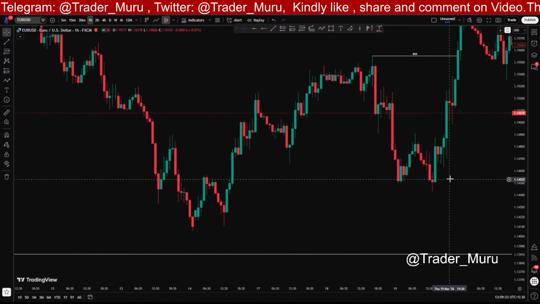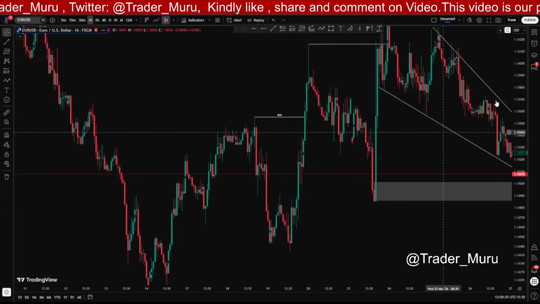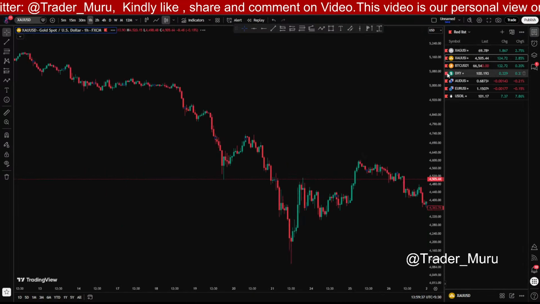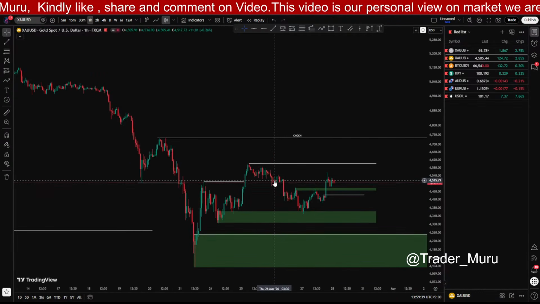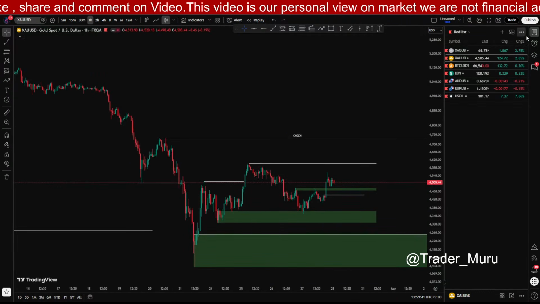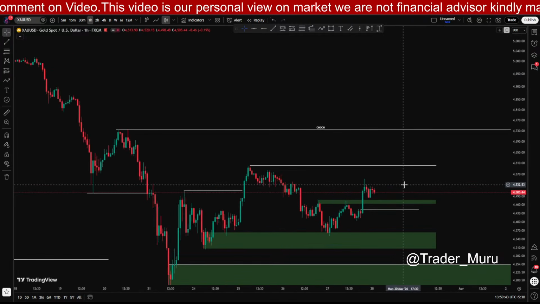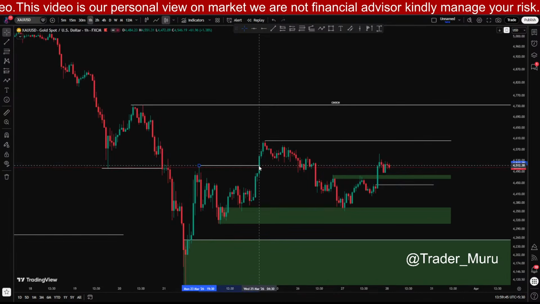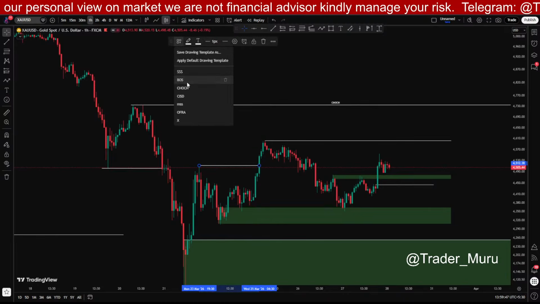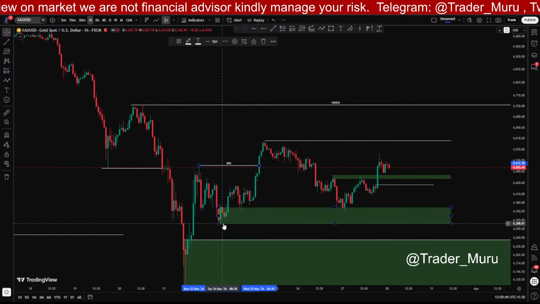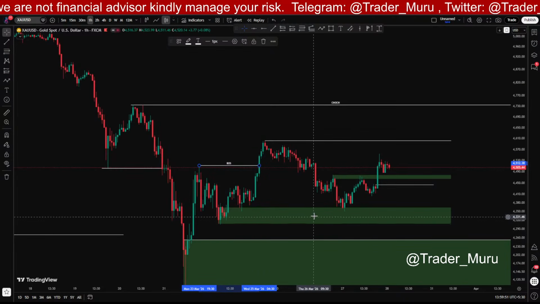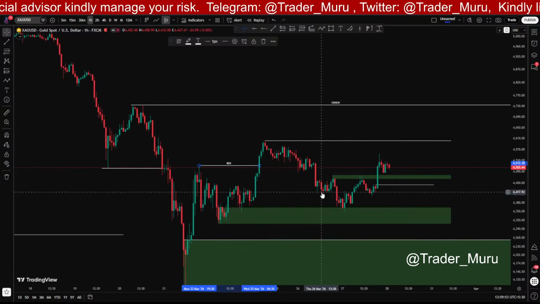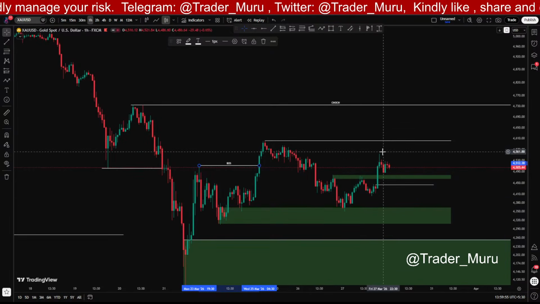Why was I not shorting here? Because the market has developed a new breakout structure. It is making higher highs, higher low, higher highs, higher low. So that's why I am already watching for long here, and you can see the result.